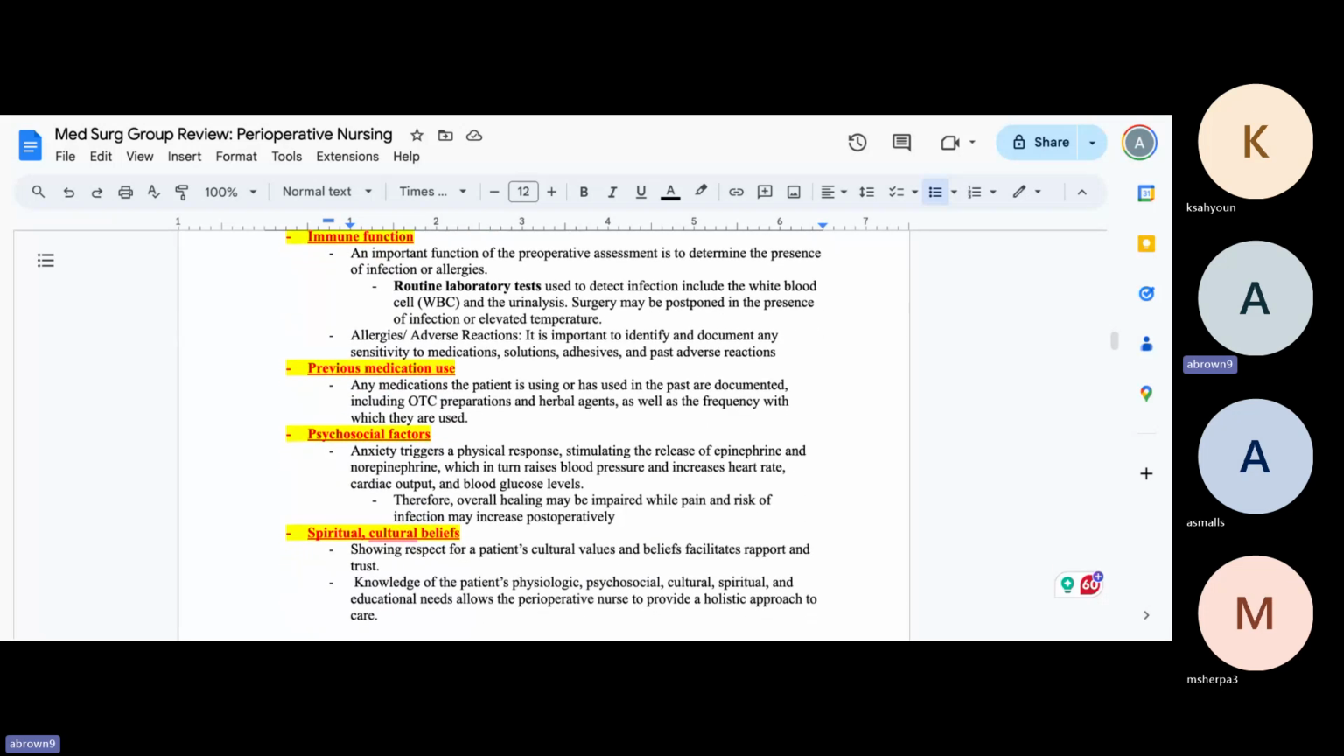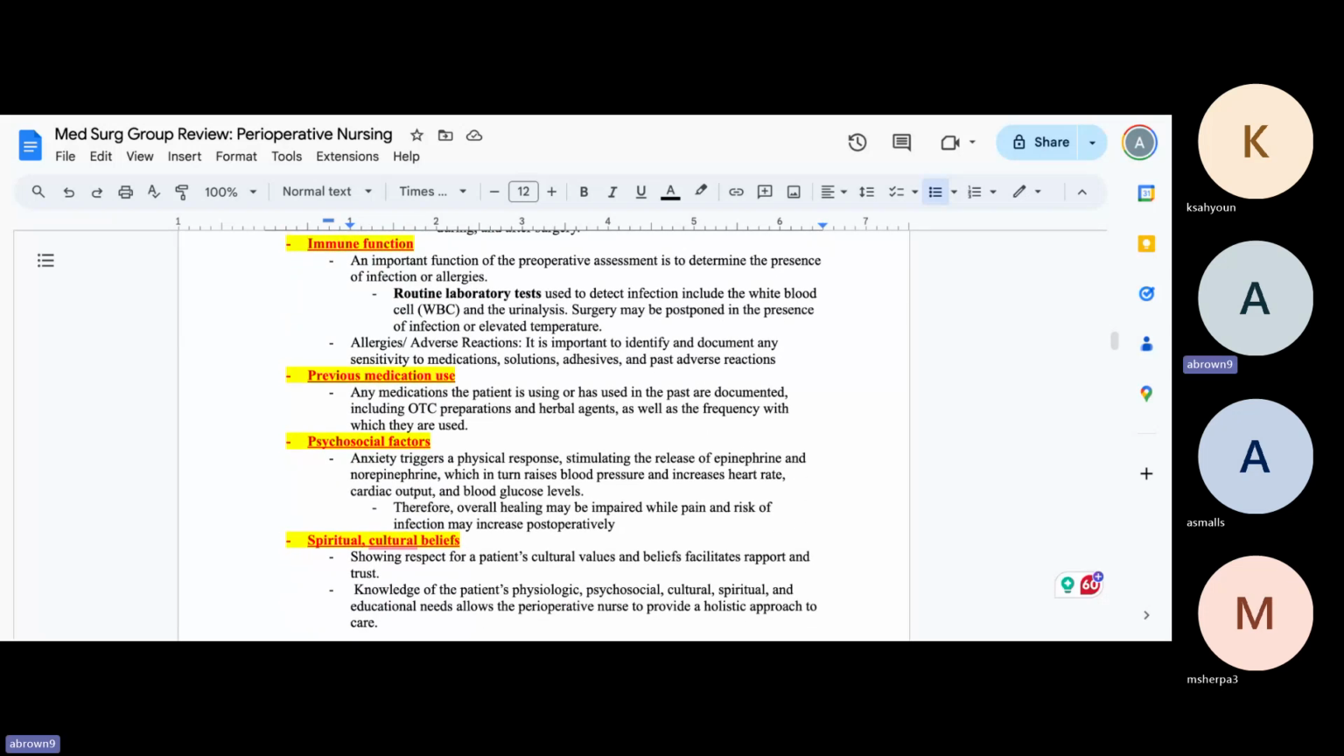In regards to immune function, you always want to assess a patient before surgery just to make sure that there's no signs of an infection. They usually do blood work before surgery, so if there is an elevated white blood cell count, we would be a little bit concerned that they may have an infection. Surgery may be postponed in the presence of an infection or elevated temperature. And then also allergies and adverse reactions is important to identify and document any sensitivity to medication, solution, adhesives, and past adverse reactions.